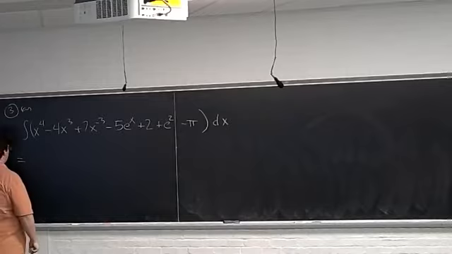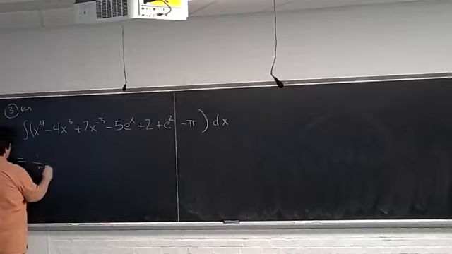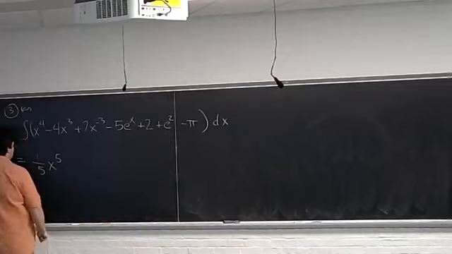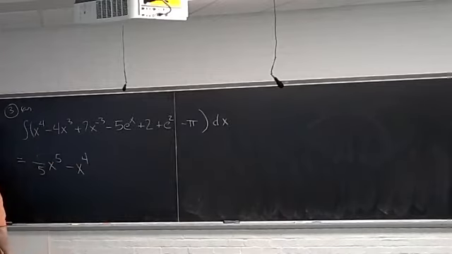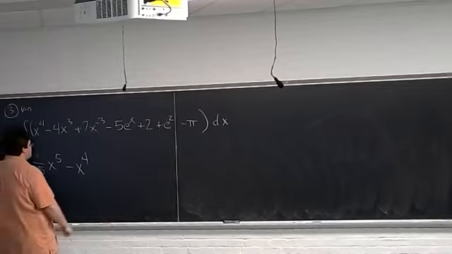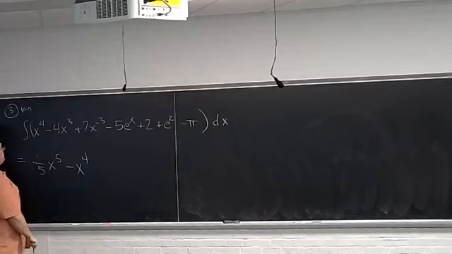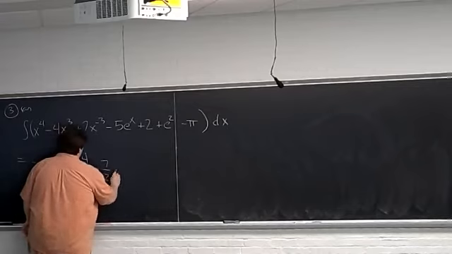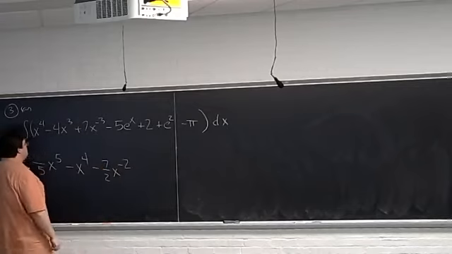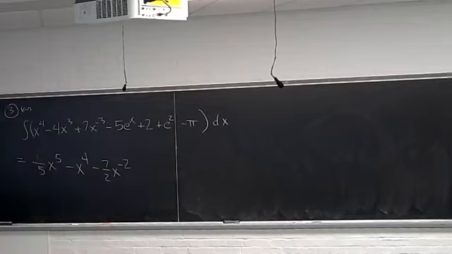First, we have a power rule. 4 plus 1 is 5. Next, we have a power rule. 3 plus 1 is 4. 4 over 4 is 1. So negative 4 over 4, negative 1. Here we have another power rule. Negative 3 plus 1, negative 2. Divide by negative 2, you get negative 7 halves. Raise x to the negative 2.